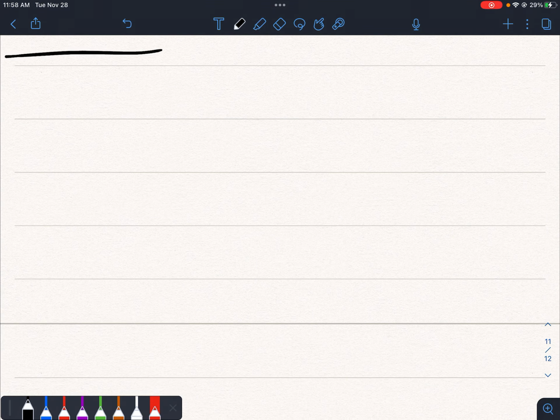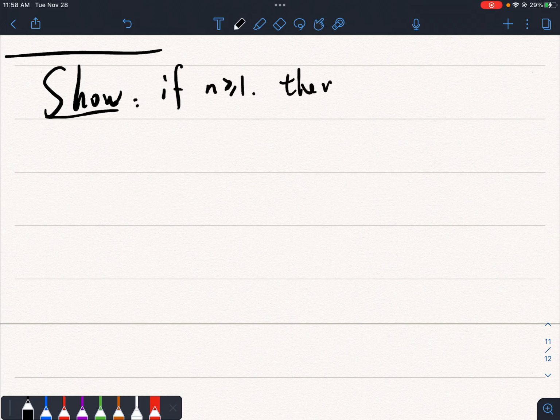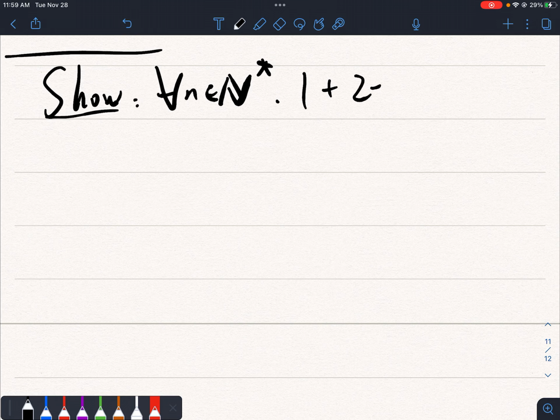Let me just do a simple one. I want to show that for all n bigger than or equal to 1, let me denote it by this notation, for all n in N star, we have 1 plus 2 plus up to n is equal to n times (n plus 1) over 2. Okay, how do we show it?